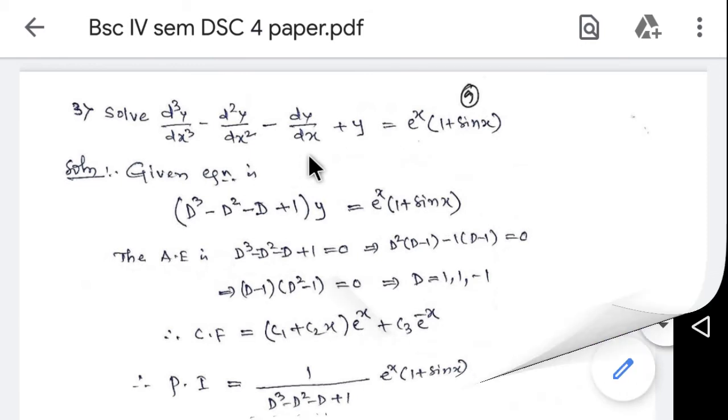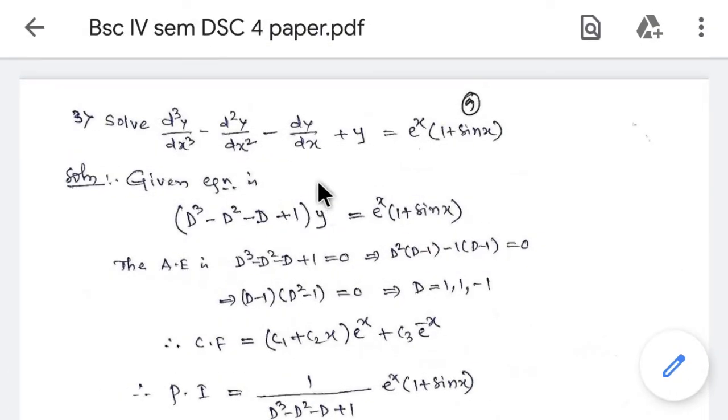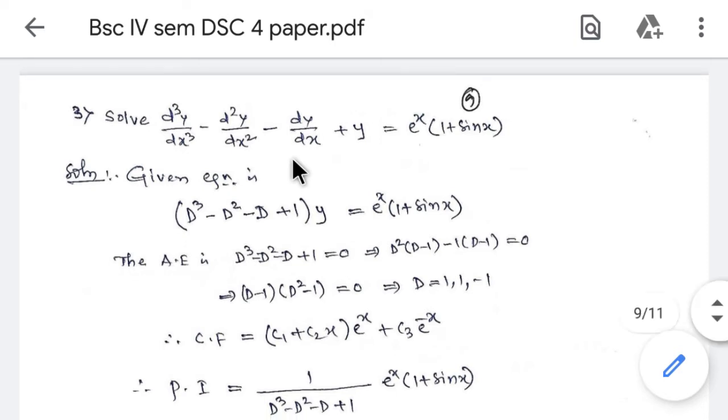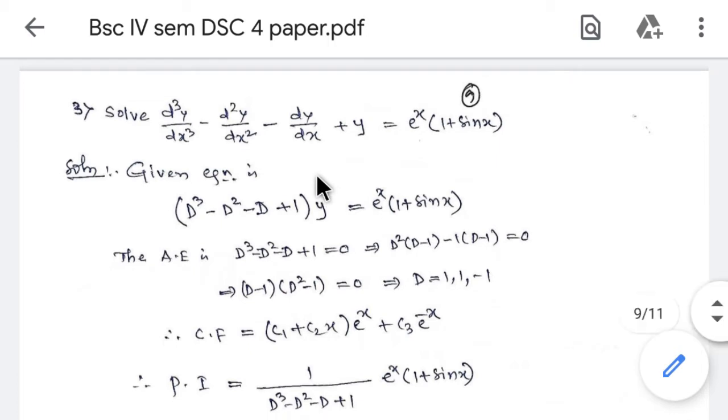Hello everyone, this is my second video on higher order linear differential equations with constant coefficients. I want to explain a few more examples relating to case number 4, that is, when the RHS is given in the form of e raised to ax into V. Okay, a few more examples we're going to discuss here.